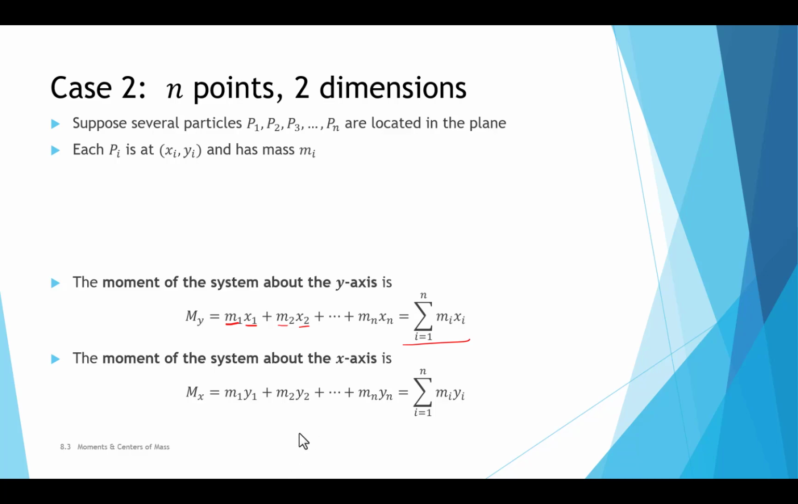Similarly, we define the moment of the system about the x-axis, just thinking about the vertical distance from the origin. So we take the mass and multiply by the corresponding y value for each point and add all those together.